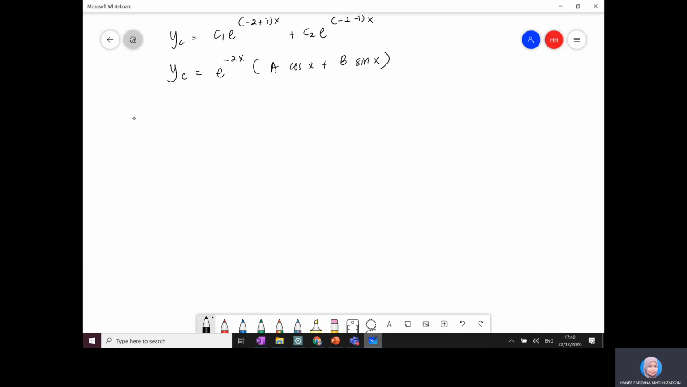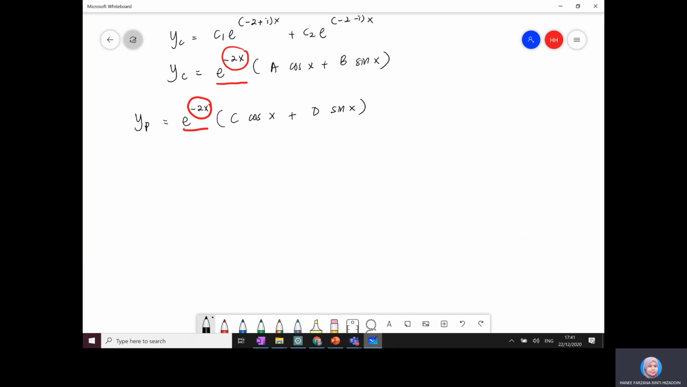Now this time we want to work on the yp. So we propose the yp to be e to the power of negative 2x. This time, instead of taking the real or imaginary part of the cos x, we put c cos x plus d sine x as the particular solution for the cos part of the right hand side function. And we can check whether yc and yp are linearly independent or not. Since this value here and this value here are the same, e to the minus 2x and e to the minus 2x, yc and yp are linearly dependent.